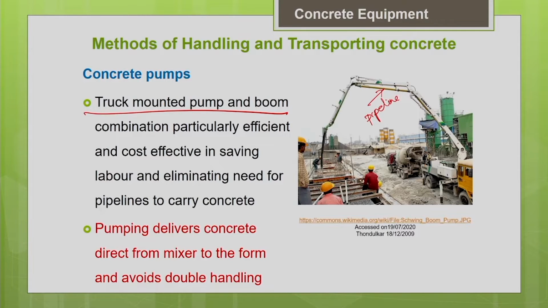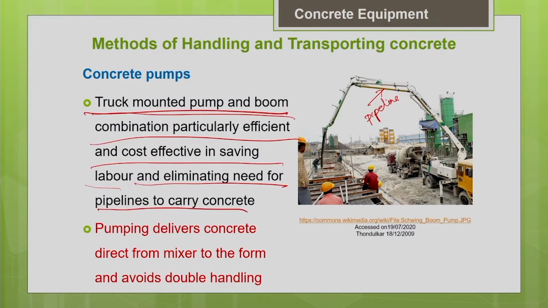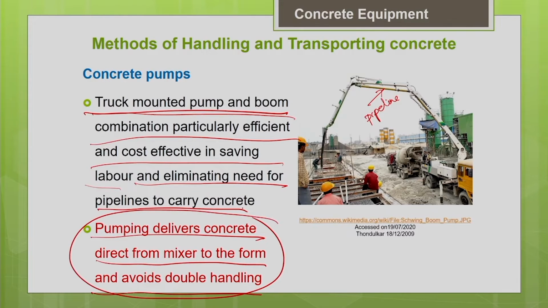Basically we go for this option when the site is congested and it is not possible to have the pipelines on the ground. This will give you better productivity in congested sites. The truck mounted pump and boom combination is particularly efficient and cost effective in saving labor and eliminating the need for pipelines to carry the concrete. Pumping delivers the concrete directly from the mixer to the form and avoids double handling of concrete. That is an important advantage of the pumping method.